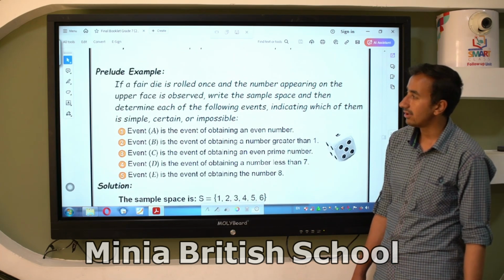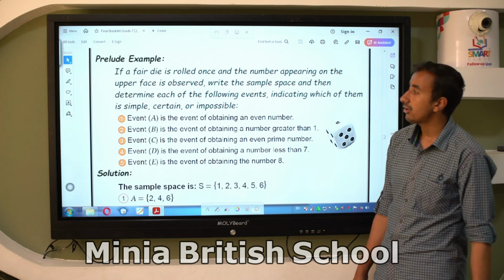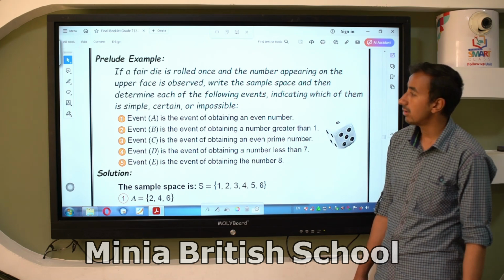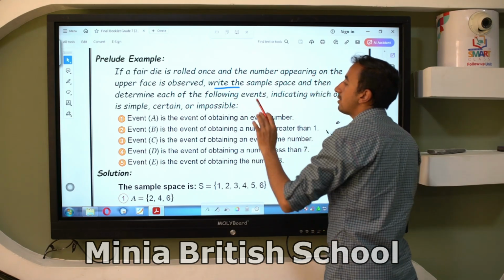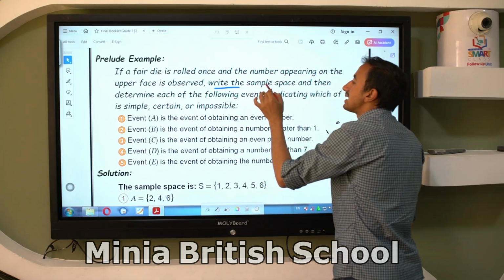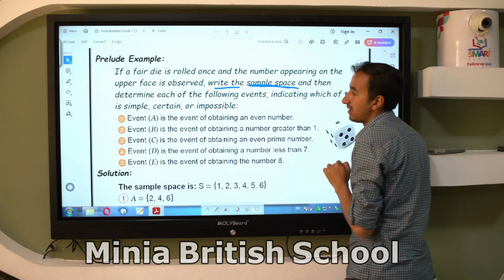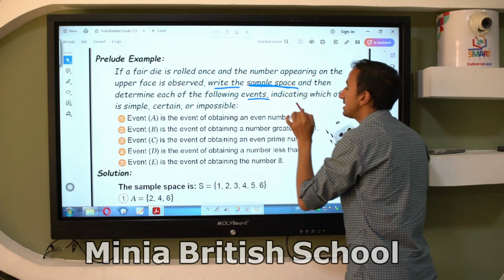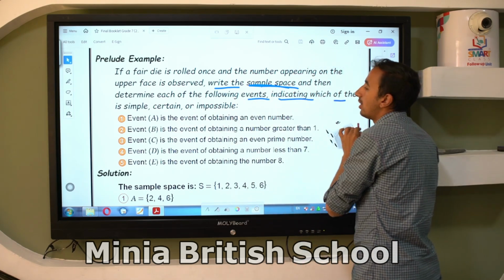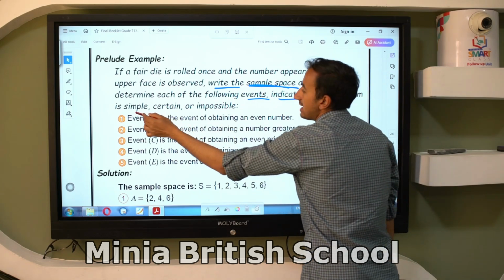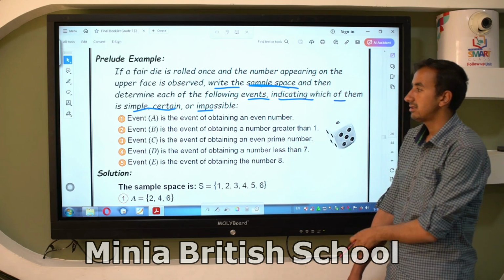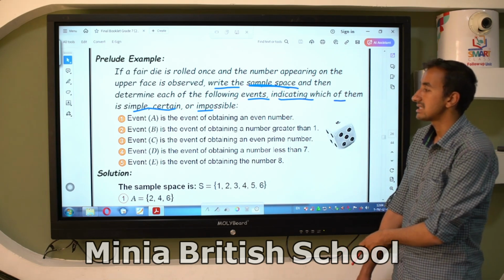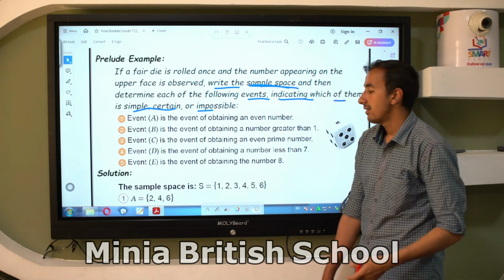Here we have an example. If a fair die is rolled once, the number appearing on the upper face is observed. Write the sample space first, and then determine each of the following events, indicating which of them is simple, certain, or impossible. Here we have the sample space: all the numbers of the die from 1 to 6.